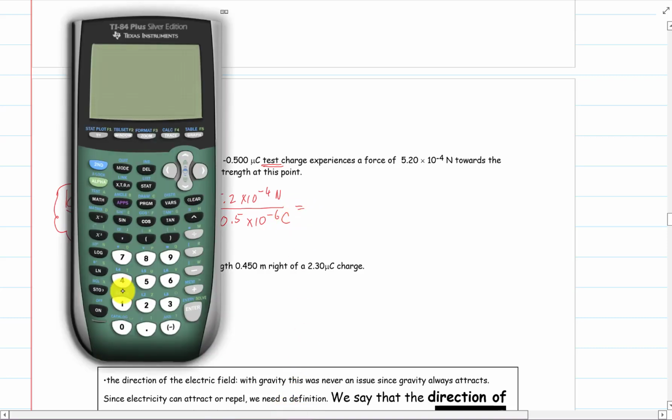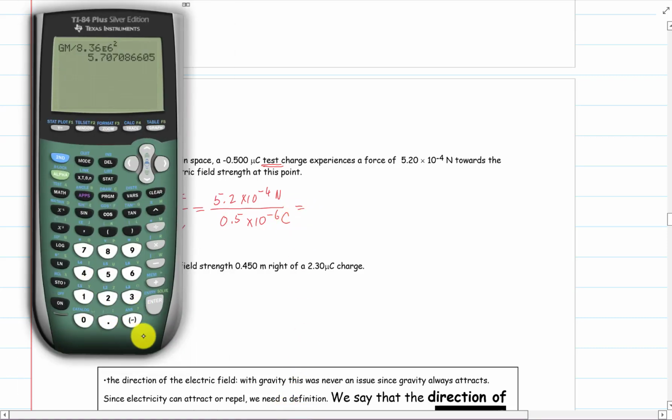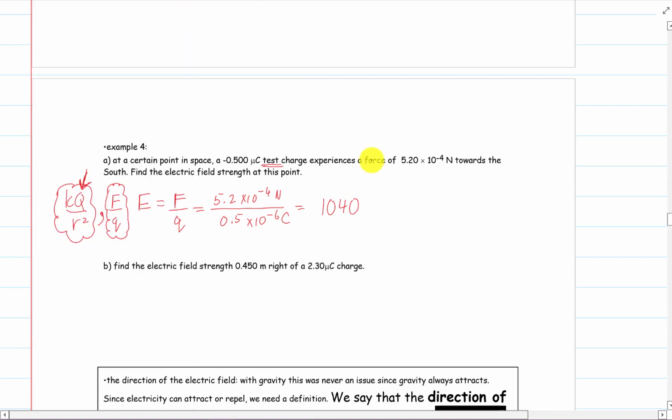Mr. Calculator, 5.2 e to the negative 4th divided by 0.5 e to the negative 6, and we get 1,040. What are the units? Thank you, newtons per coulomb.